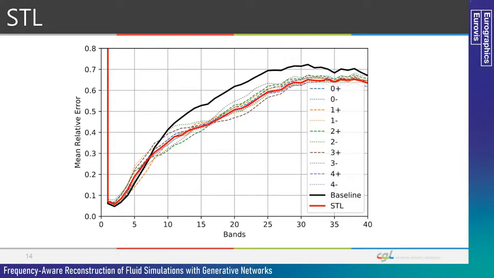STL now serves as a good starting point to investigate the effect of the different weights. Here we show again the same mean relative error plot with the baseline in black and STL in red. If you now put more weight, exactly doubling the weight of STL on band 3, we see that the error around band 20 to 25 decreases, as we expect, and the error at the lower frequencies around band 10 increases. Similarly, if we halve the weight of band 3, the error at bands 10 to 25 increases, and the error at band 10 decreases.